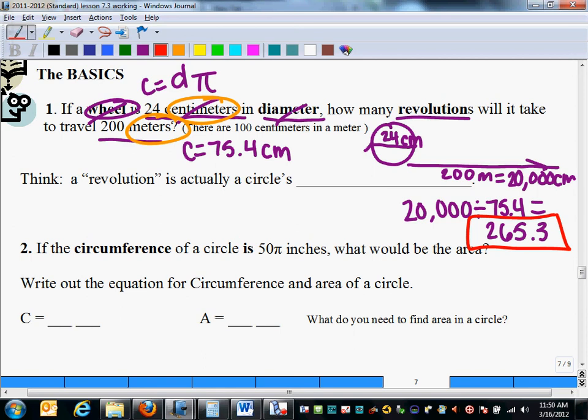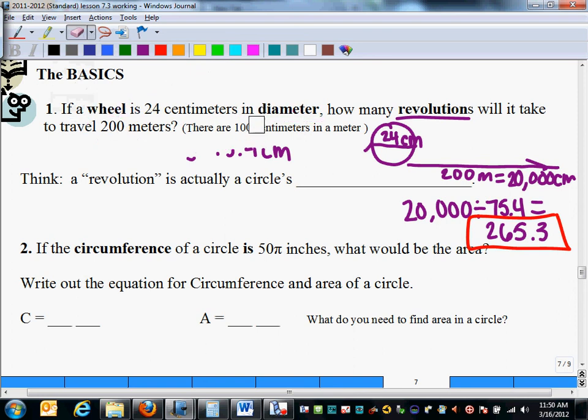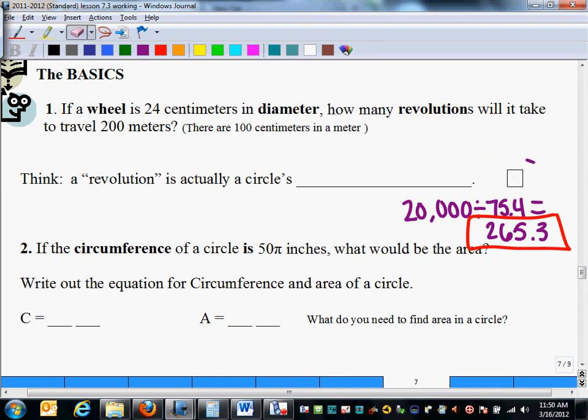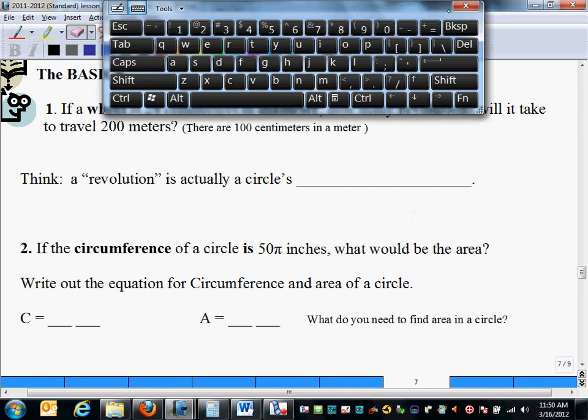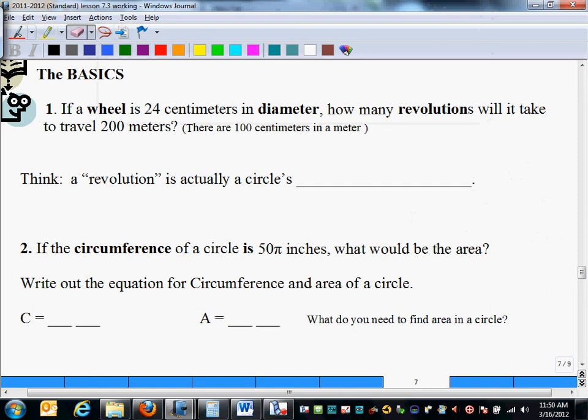Okay. Can I erase all this now? Right now is an area. I haven't done it yet. 81.3. Sorry.